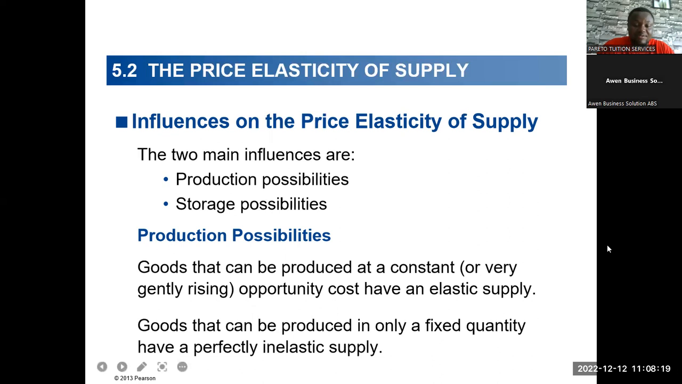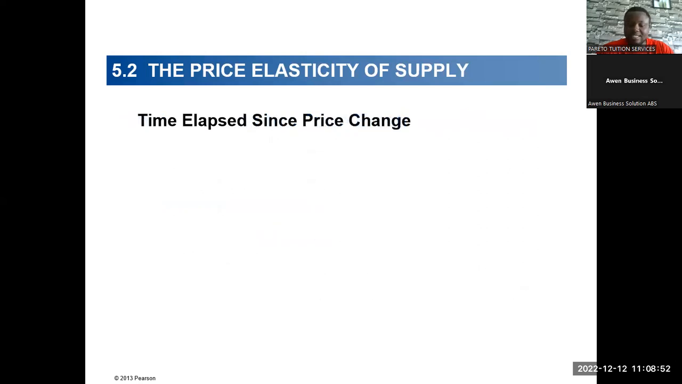This is what I said. If you can produce a particular good only at a fixed quantity, then supply is perfectly inelastic. As soon as we get to that quantity, for example, the 100 that we saw in the diagram, if that is the fixed quantity they can produce, that is all. As soon as you get there, you cannot respond. Price can keep on increasing. You can't take advantage of it. You can't do anything about it. So supply there becomes very, very inelastic. Okay, so those are the production possibilities.